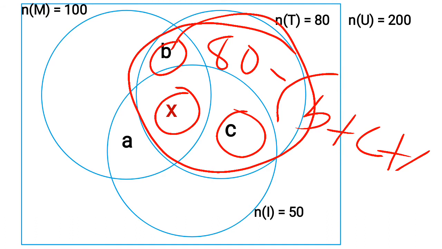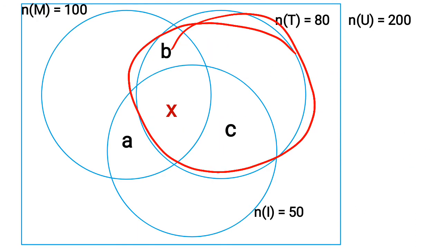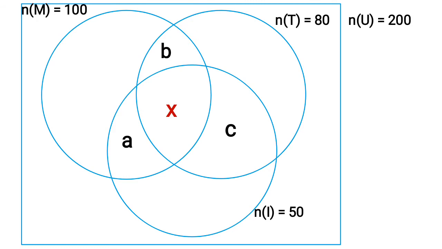All right, same applies to the circle for injury. So now let's move on. Only malaria is going to be 100 minus, in parentheses, A plus B plus X, which is the same as 100 minus A minus B minus X.